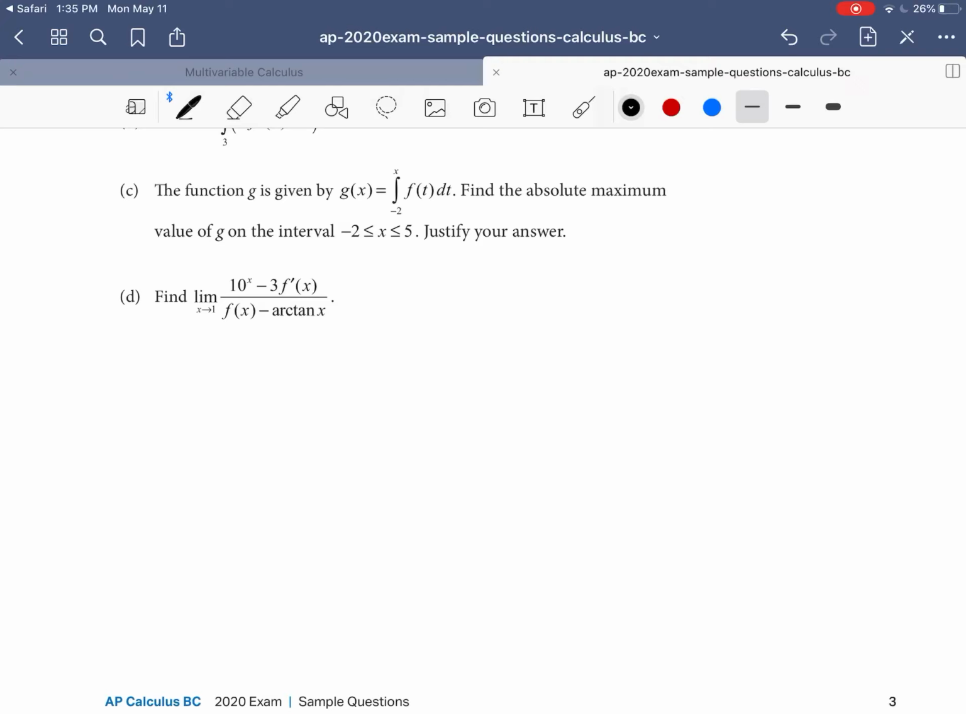Function g is given by that. Find the absolute max of g on that interval. So I want to find the absolute maximum. I need to take the derivative, I need to set it equal to 0, and I need to find my critical points.